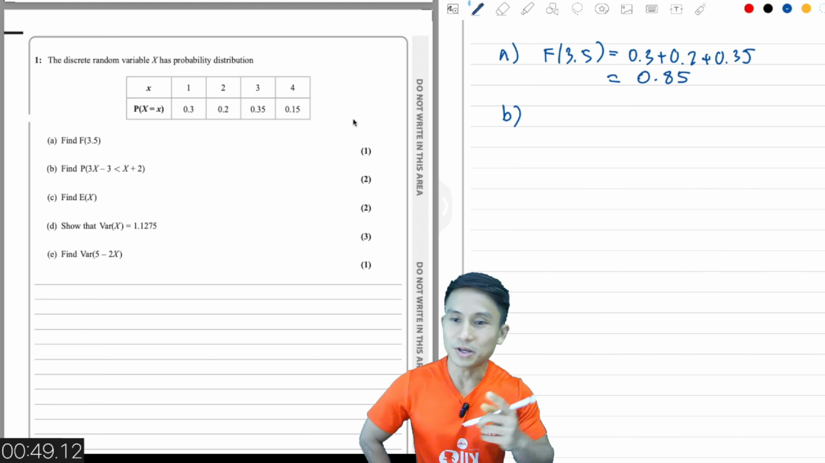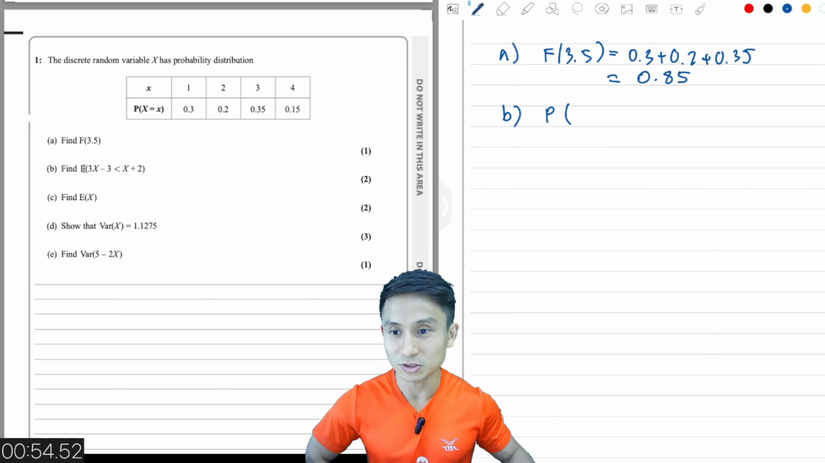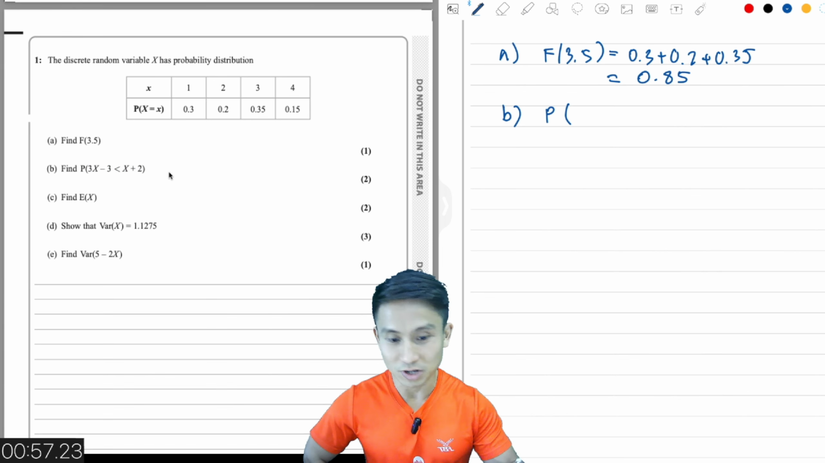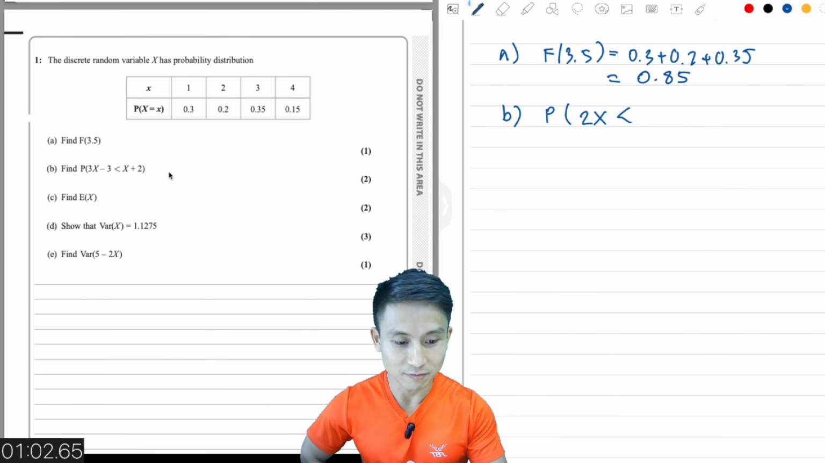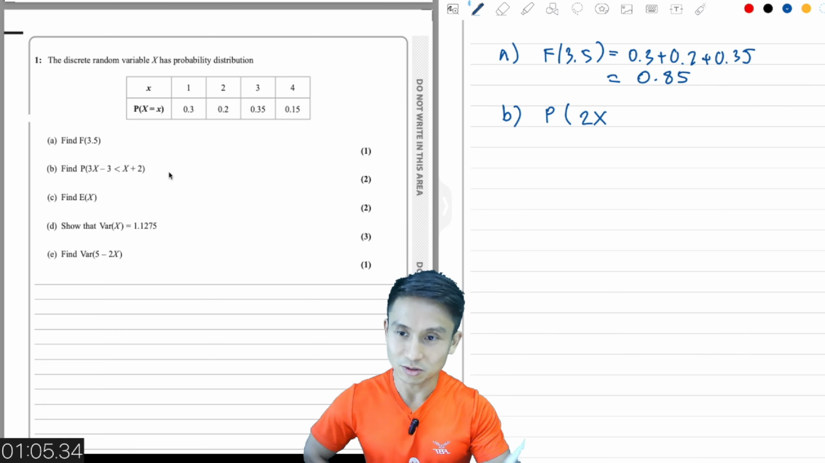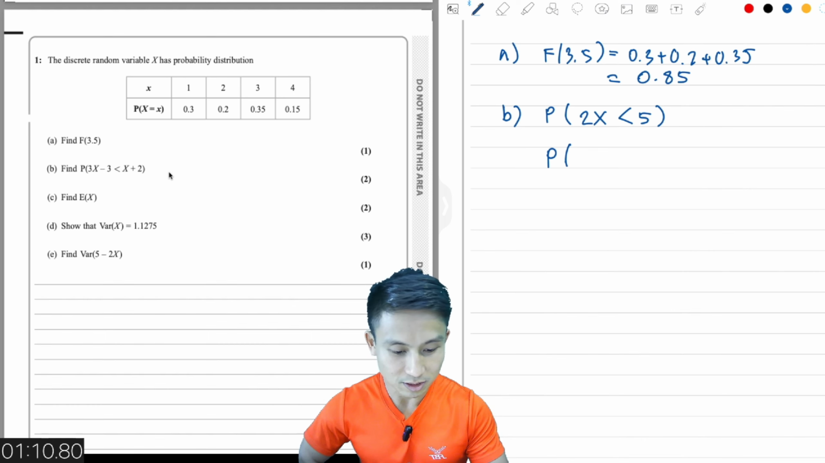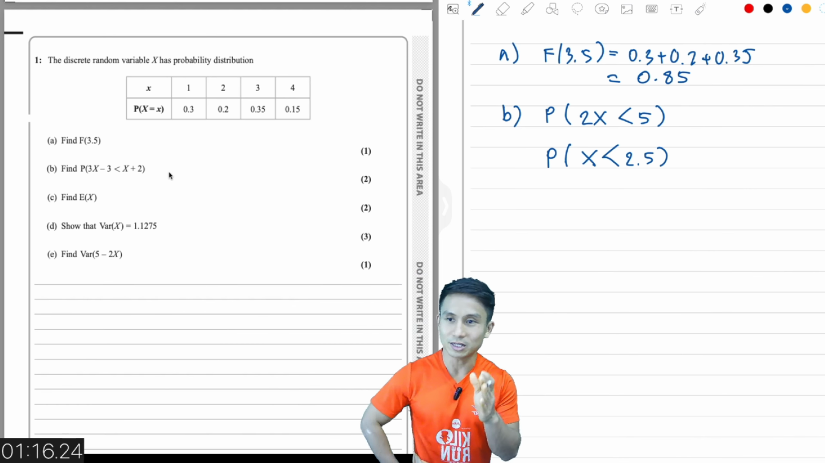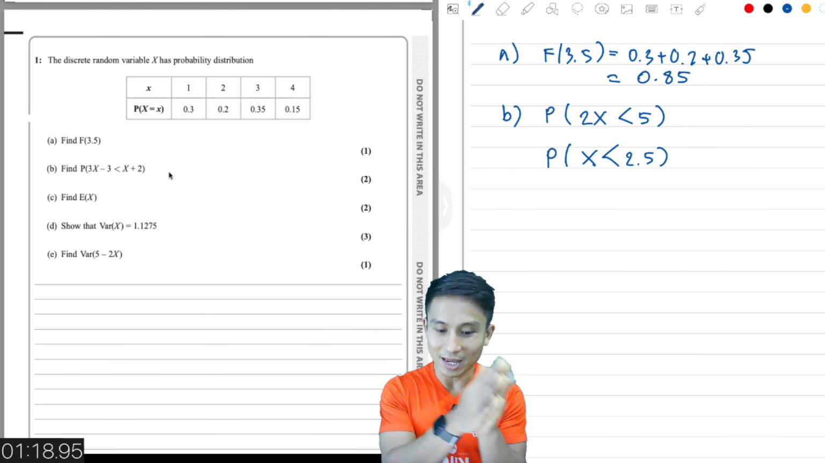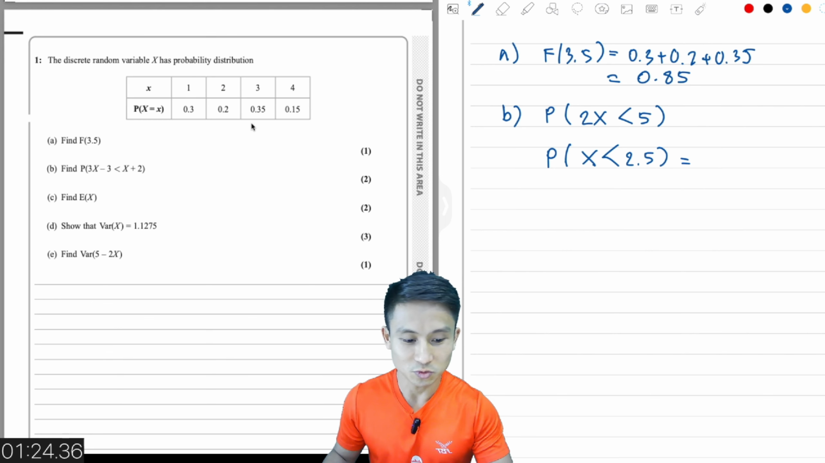Part B, find P of that. Well, the easiest way to do that is to simplify the inequality first. If you subtract x on both sides, I get 2x less than, and if you move the minus 3 to the other side, I have 5 here, right? And that would be just P(X less than 5 divided by 2, which is 2.5). So we're going to find the probability that x is less than 2.5. That would include the 1 and the 2, so this would be just 0.3 plus 0.2.